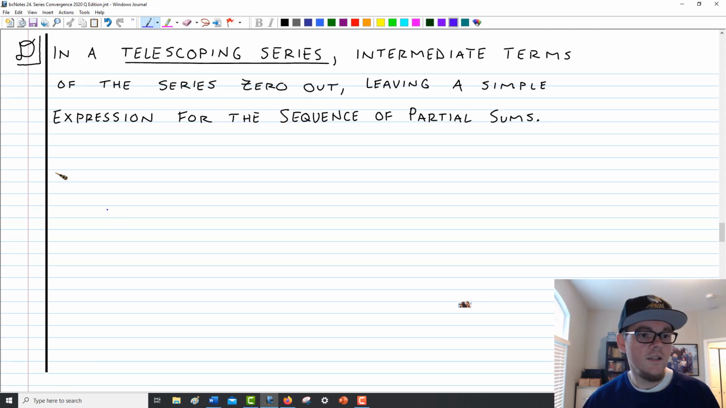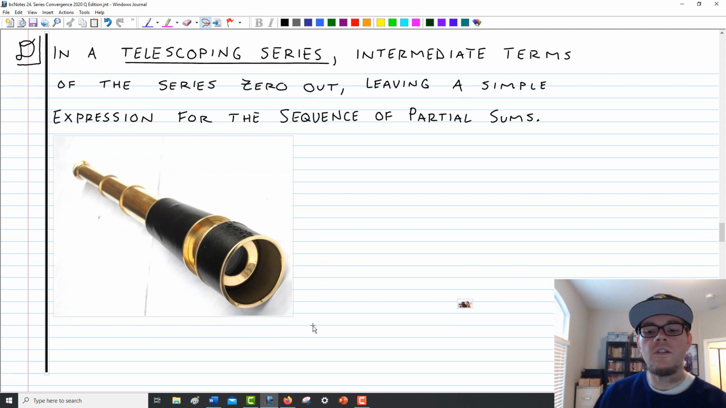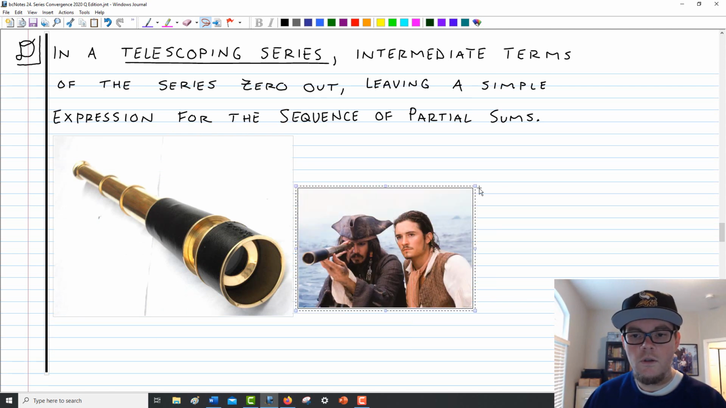So if you're wondering why they call it a telescoping series, considering telescopes usually look to the stars and look all the way out, it's because of a true kind of simpler version of the telescope that's used by people on boats. Let's see if this works.